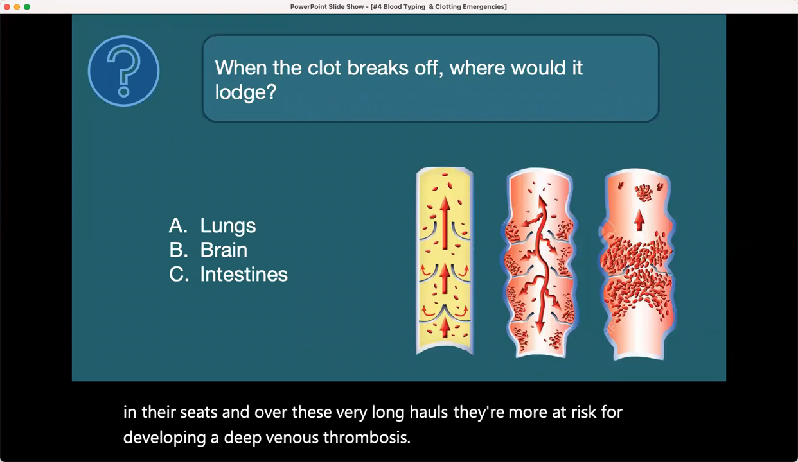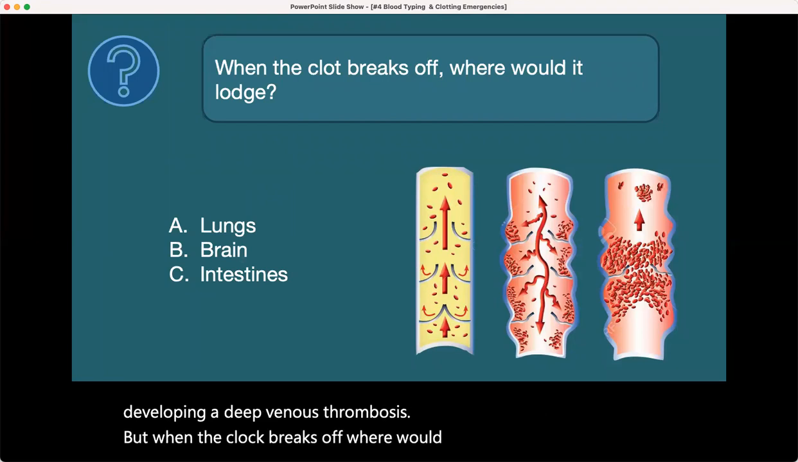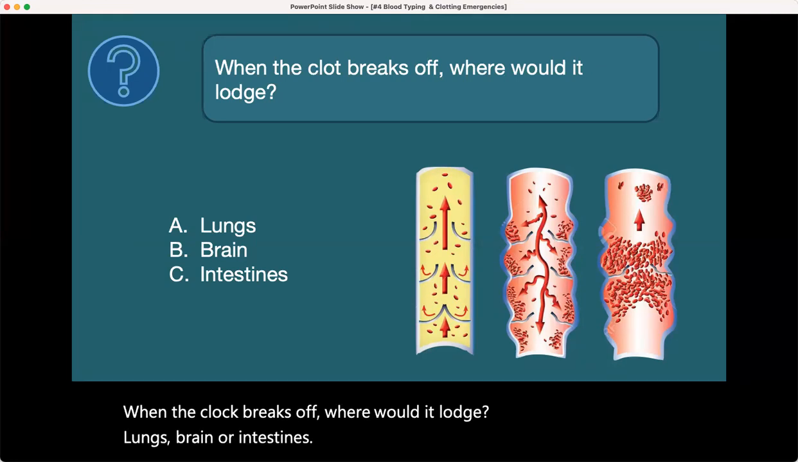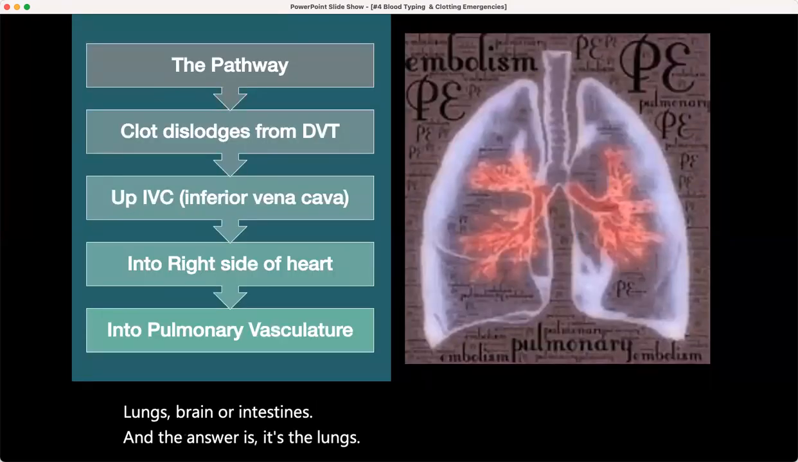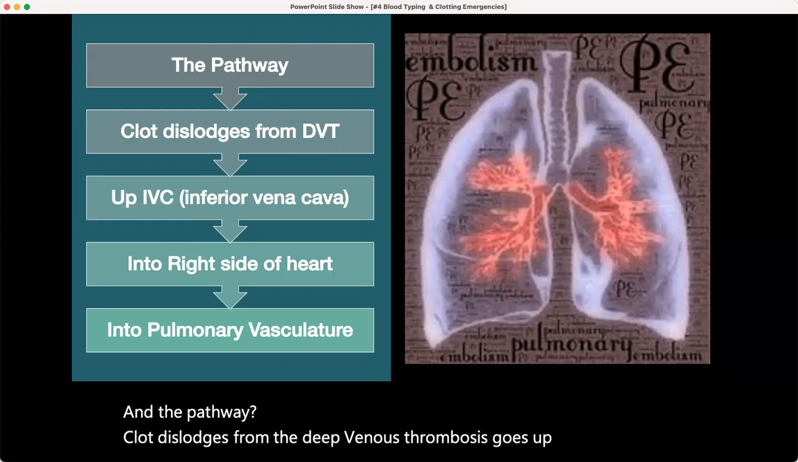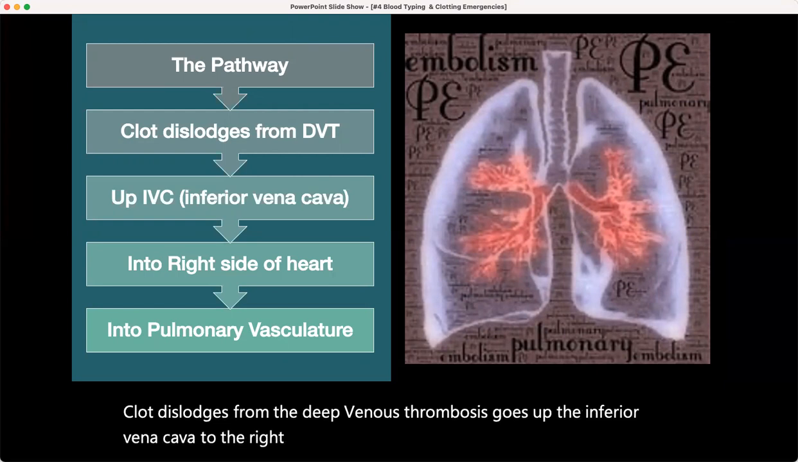When the clot breaks off, where would it lodge? Lungs, brain, or intestines? The answer is it's the lungs. And the pathway: the clot dislodges from the deep venous thrombosis, goes up the inferior vena cava to the right side of the heart and into the pulmonary vasculature.